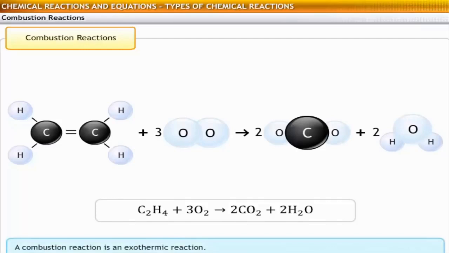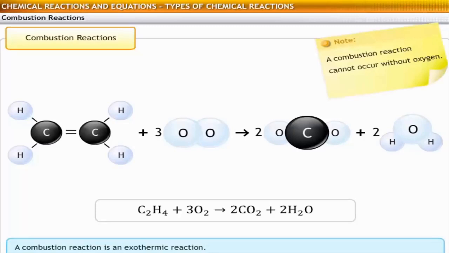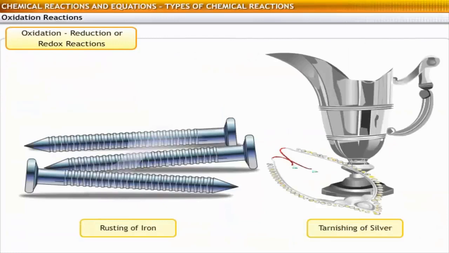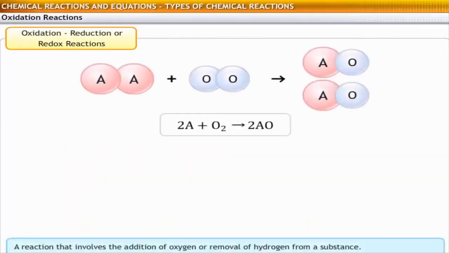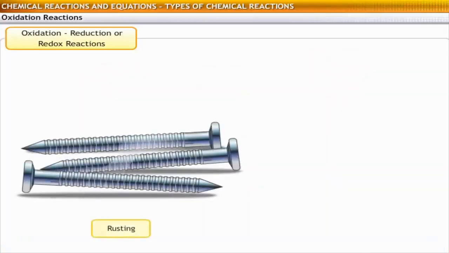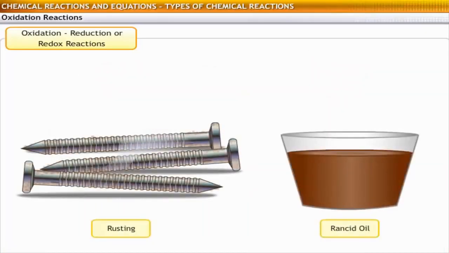As a combustion reaction results in the release of heat energy, it is an exothermic reaction. Remember, a combustion reaction cannot occur without oxygen. There are some reactions that we see every day. Most of these reactions involve oxidation, reduction, or both. Oxidation reaction involves the addition of oxygen or the removal of hydrogen from a substance. This is a simple combination reaction. Two common examples of oxidation are rusting and rancidity.